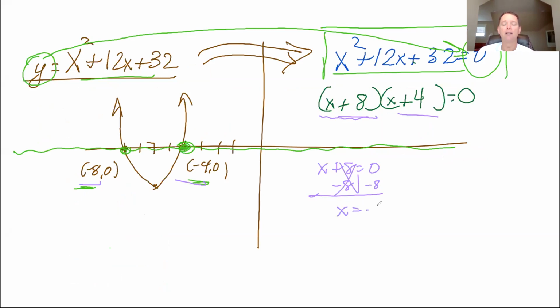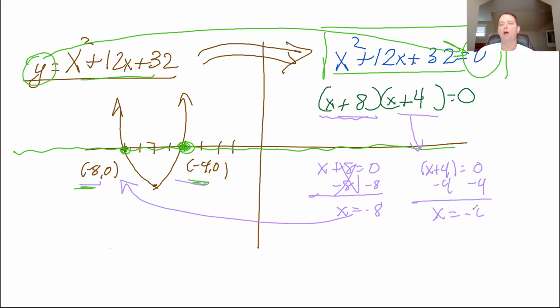What? Are you kidding me? What? Can't happen again, can it? Well, let's find out. x plus 4 equals 0. Subtract 4. X, come on. Are you kidding me? That might be one of the coolest things I've ever showed you.